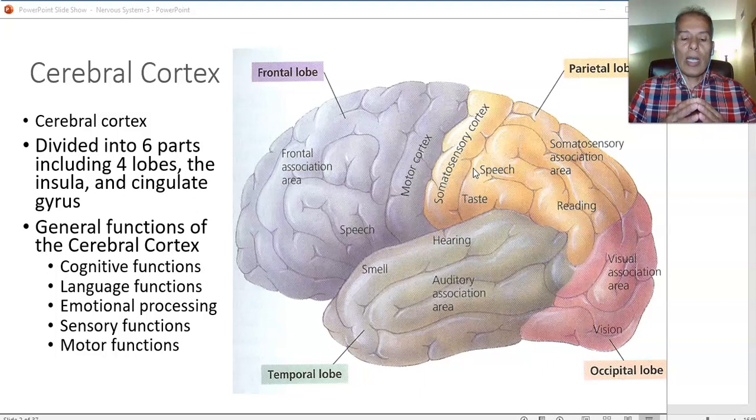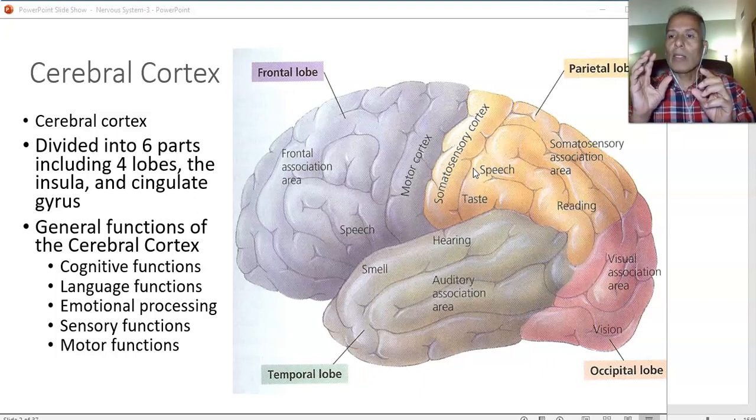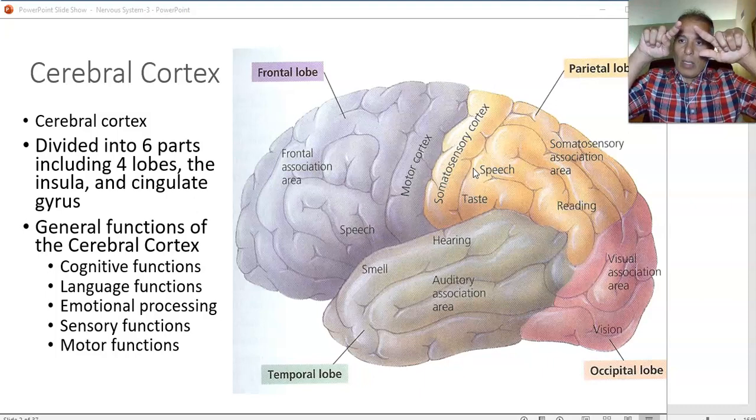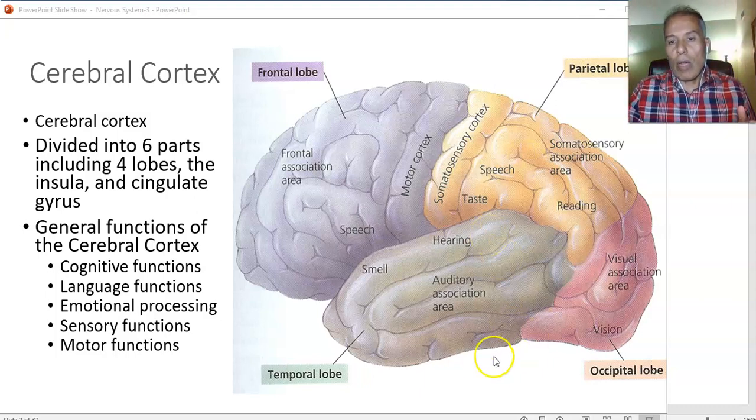I mentioned that if you look at the brain stem, the diencephalon, which is made of the thalamus and hypothalamus, and then the cerebellum, everything above that, all of the big structure around this, is the cerebrum.